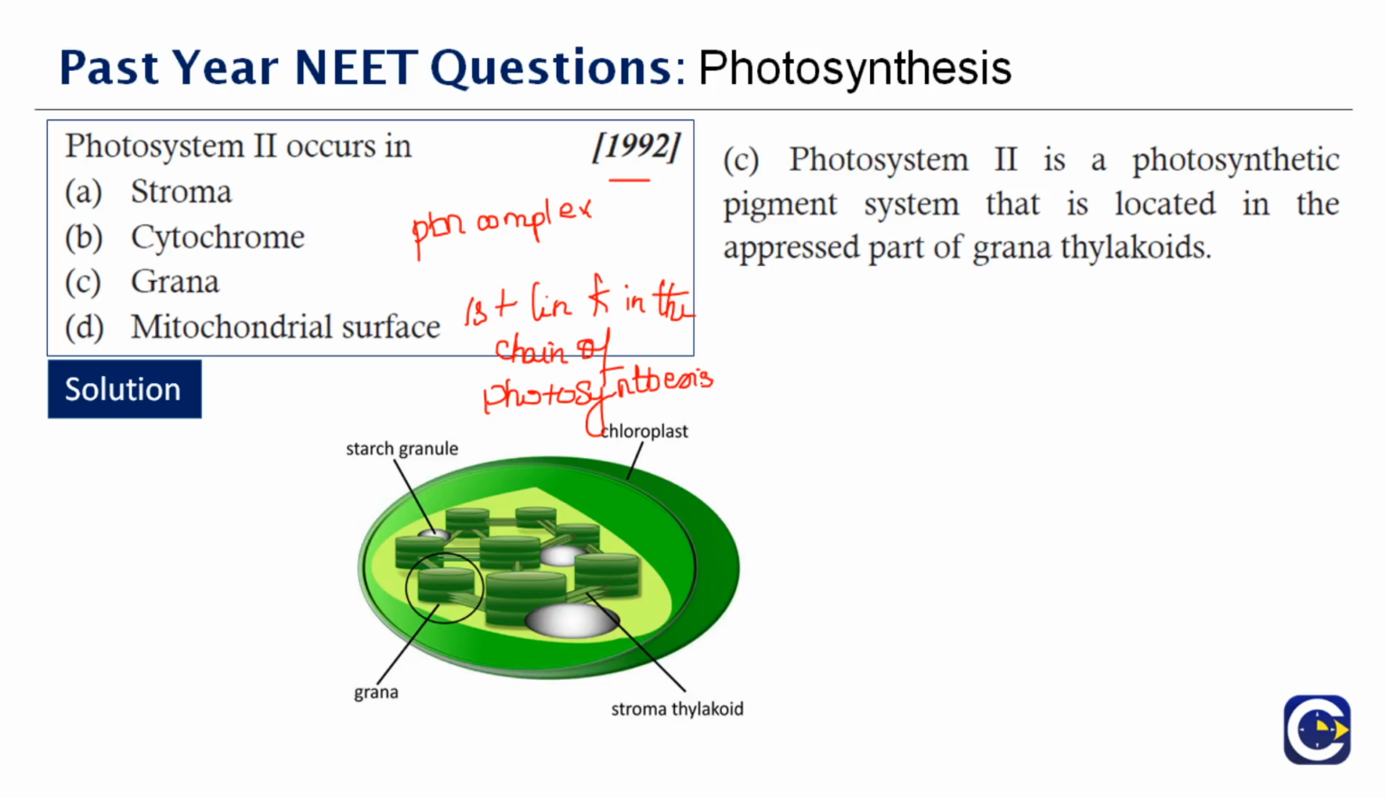So here you have the grana, which I show here. You can see it's disc shaped, with the appearance of piled up coins. The correct answer is option C.